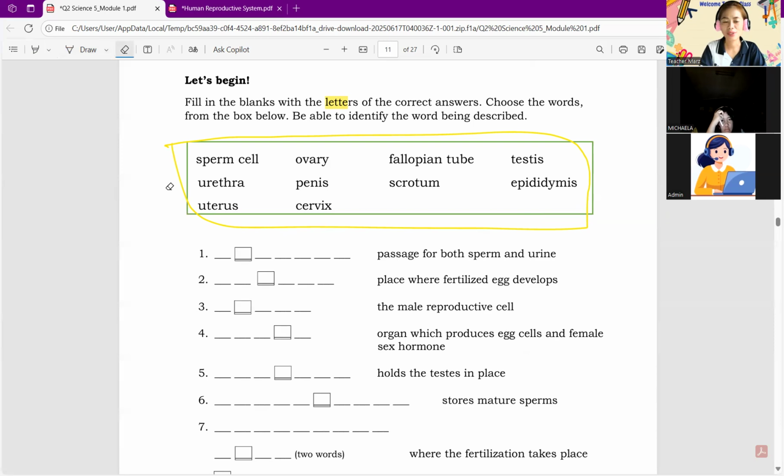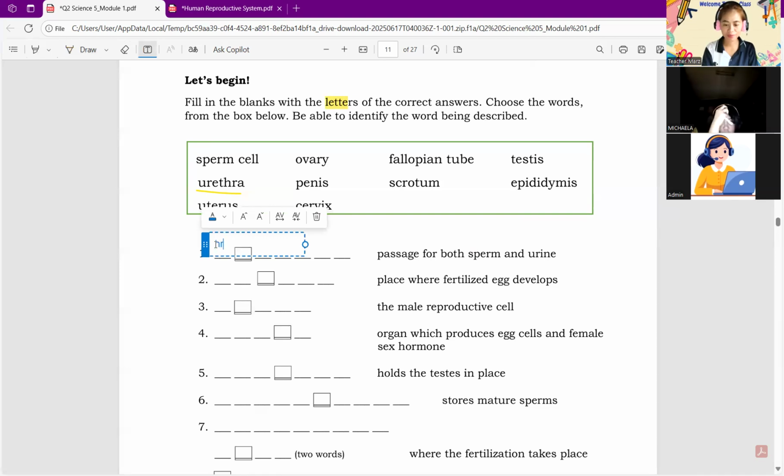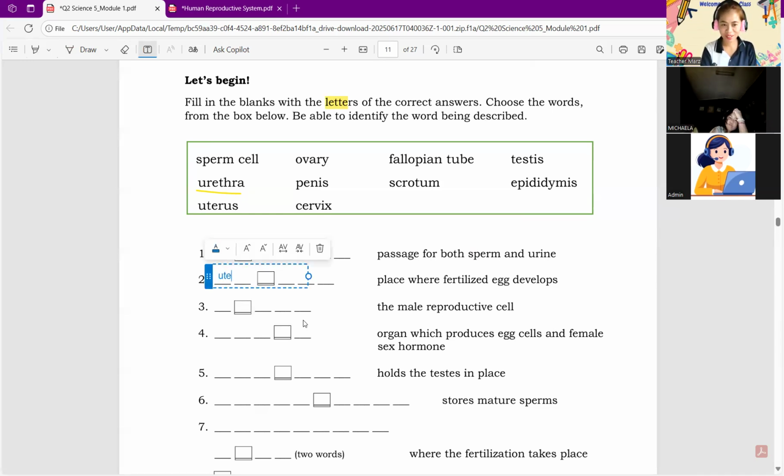Let's try to answer number one. What do you think? It is a blank passage for both sperm and urine. So what do you think would that be? Urethra. Very good. It's urethra. Okay. So here, urethra. How about number two? A place where fertilized egg develops. Uterus. Okay, wow, very good. Uterus.